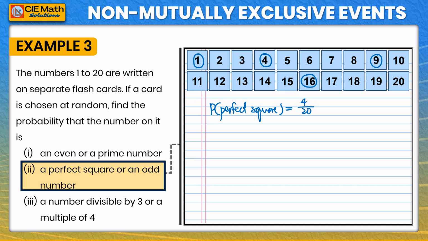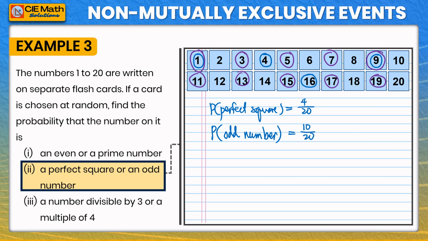Next would be the event of getting an odd number. So let's encircle those odd numbers. We have 1, we have 3, 5, 7, 9, 11, 13, 15, 17, and 19. So if you will write down the probability of odd number, that is 10 out of 20.